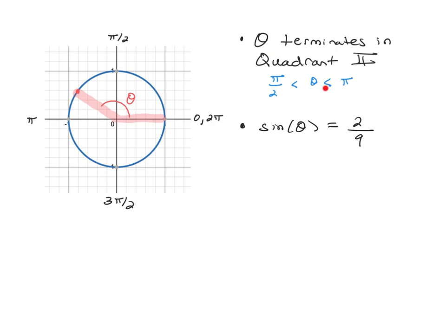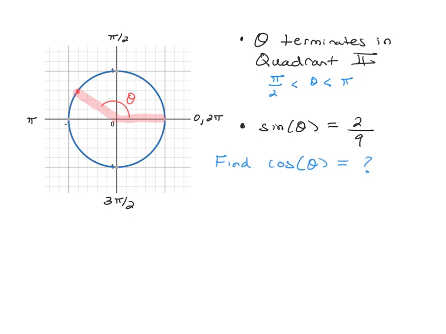This is important to note for this problem because sine of theta, which we're given, has to be a positive number. Sine by definition is a y value, and the y value must be positive if you're in the second quadrant, and in fact we're given that it's positive 2/9. The first thing you have to do to solve this problem is find cosine of theta before you find cosine of 2 theta.